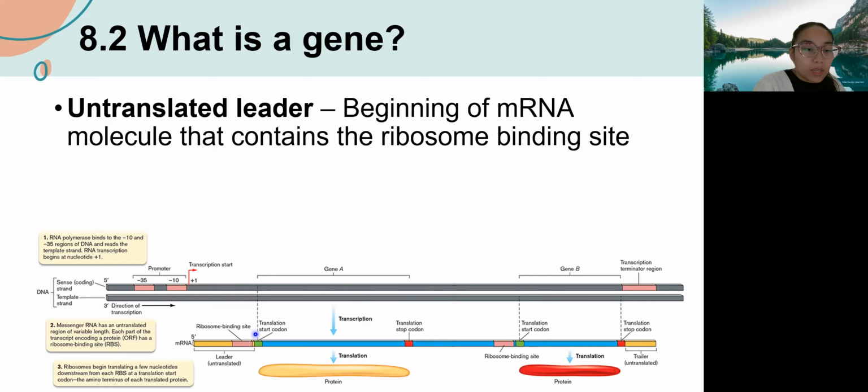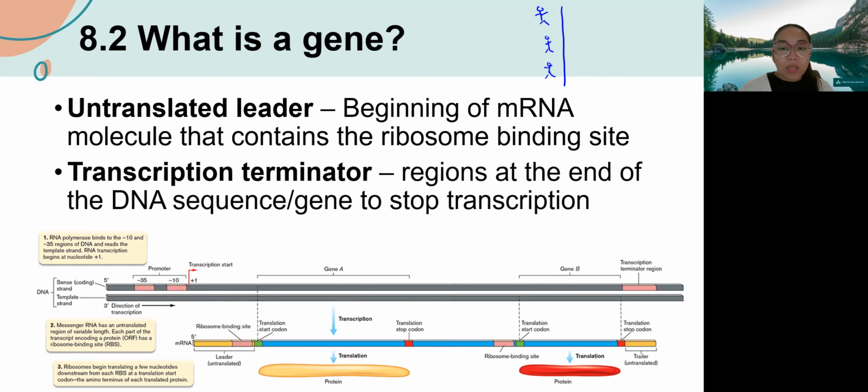So, I guess I could just draw really quick. So, how like on track and field, there's like a line, and then all of the people are like standing here, right? And then they blow the whistle, and then everybody starts, right? So we're like right before the start line. Okay. Anyway, so that's the untranslated region. It contains the ribosome binding site.